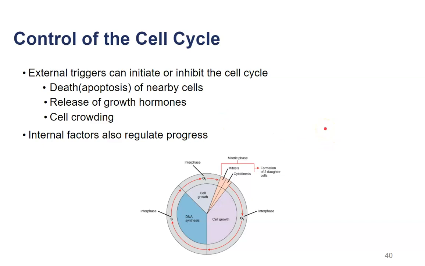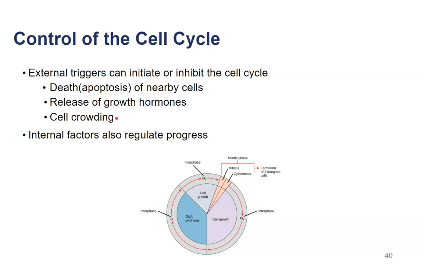Alright, so control of the cell cycle. External triggers can initiate or inhibit the cell cycle. So this can cause the cell to go through apoptosis, which is controlled cell death. They can release growth hormones, which makes the cell grow and go through mitosis. And then also cell crowding can inhibit mitosis, so that could cause cells to enter quiescent phase if there's too many cells.